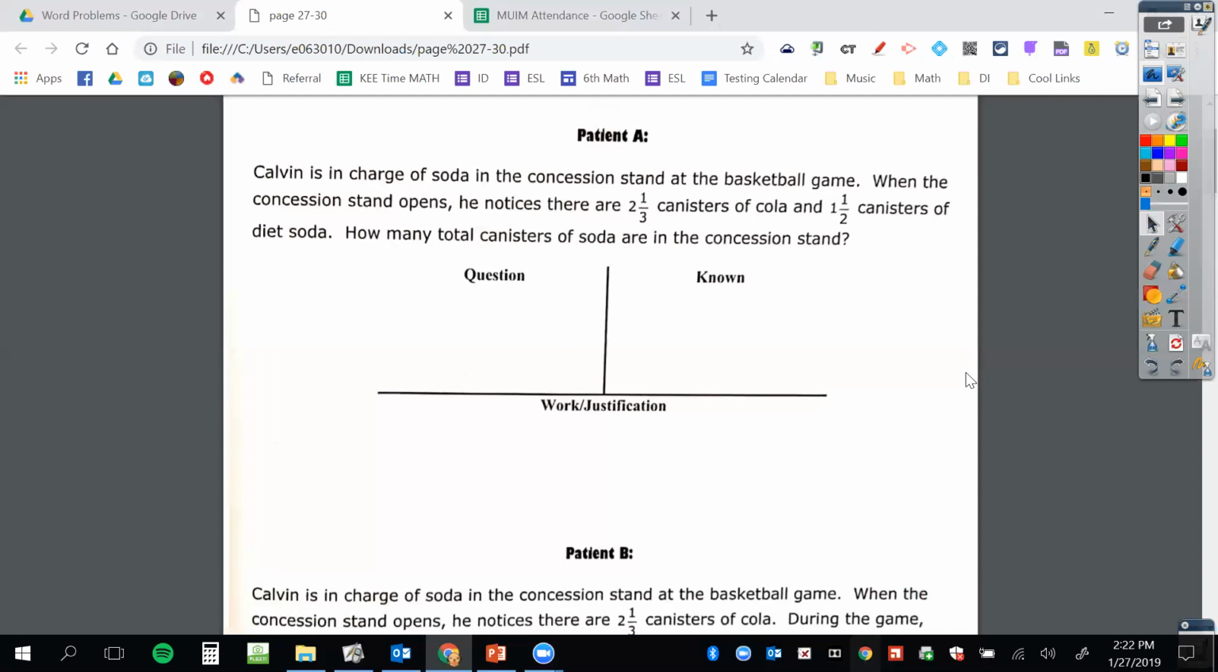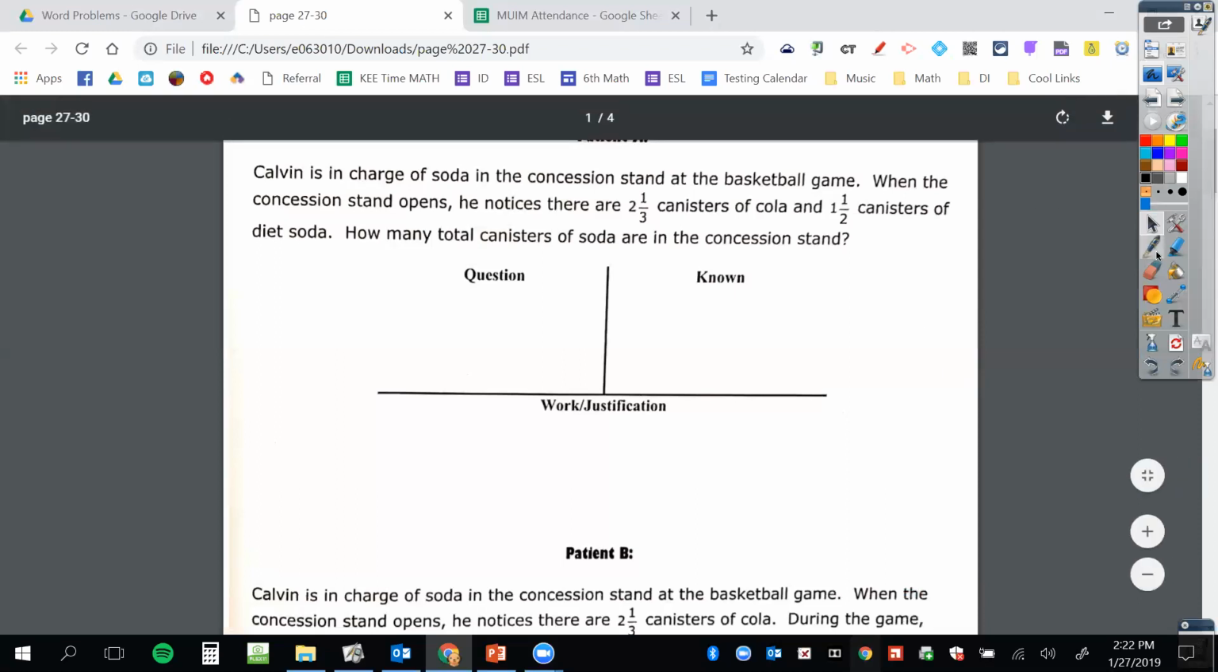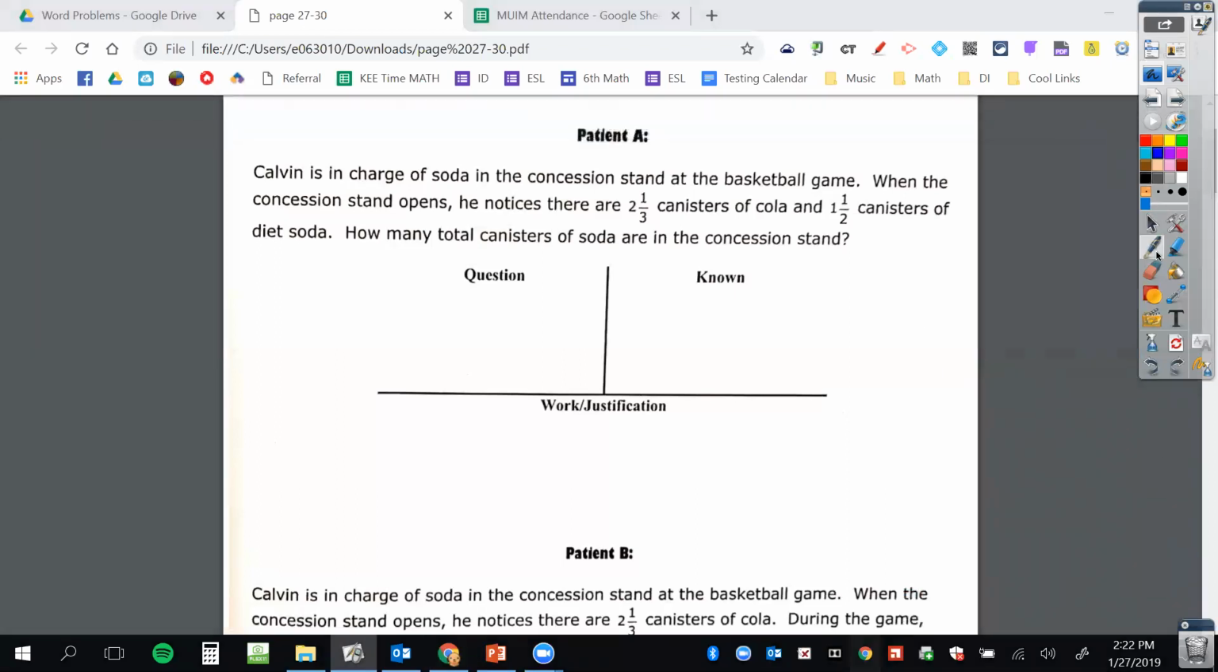So let's look at page 27 and let's look at some of these problems here together. The first problem says Calvin is in charge of soda in the concession stand at the basketball game. When the concession stand opens, he notices there are 2/3 containers of cola and 1.5 containers of diet soda. How many total containers are in the concession stand?